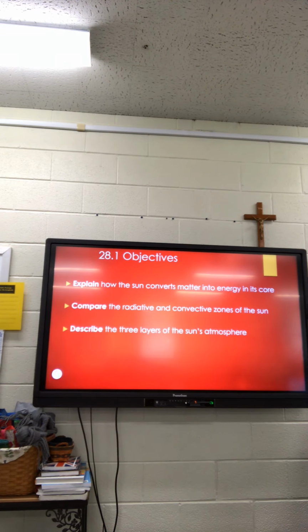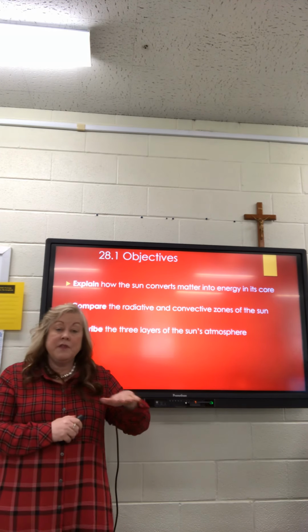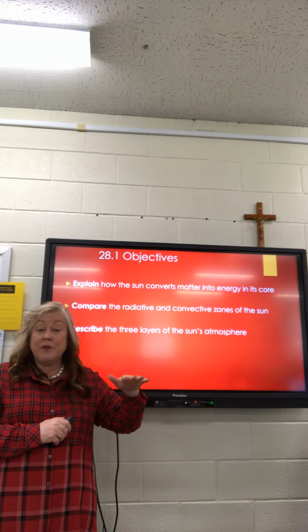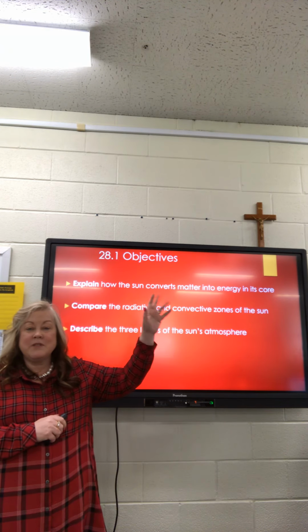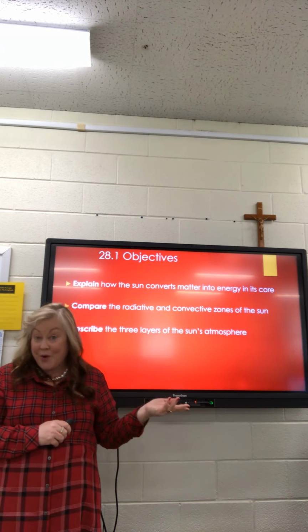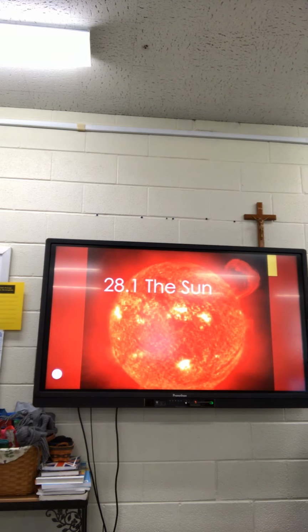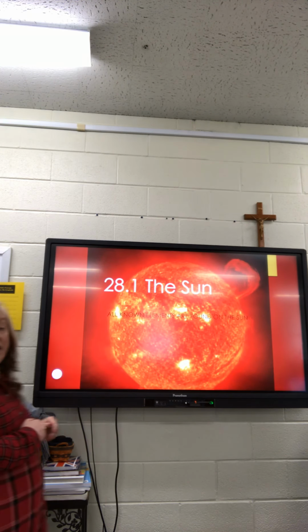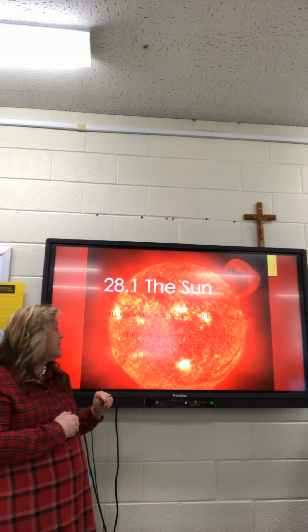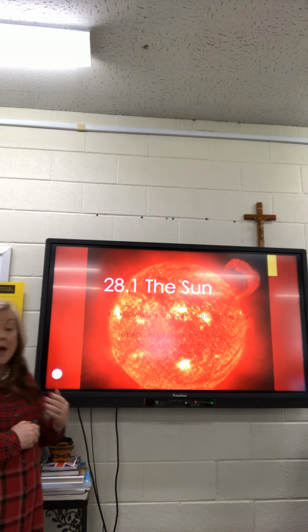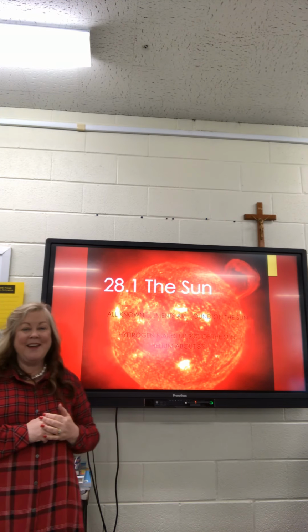We'll talk about the three layers of the sun's atmosphere. The surface of the sun is actually the photosphere, and the color sphere is the chromosphere, and then the outermost layer of the atmosphere is the corona or crown. Here we go with the sun. All known elements are found on the sun, but about 90% of the sun is made of hydrogen, about 8% of the sun is made of helium.